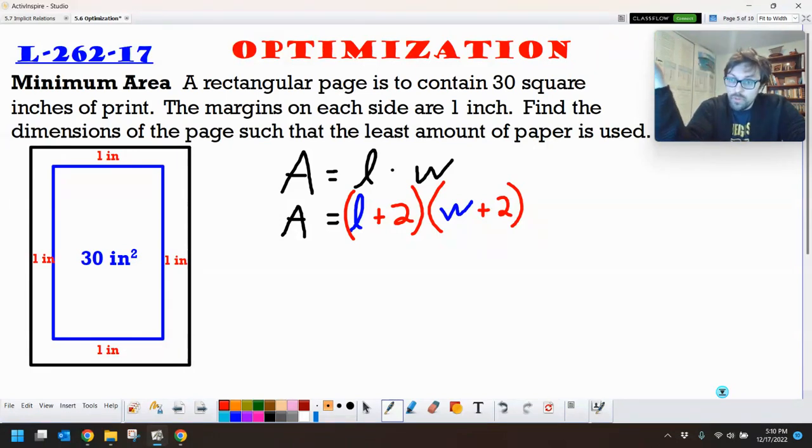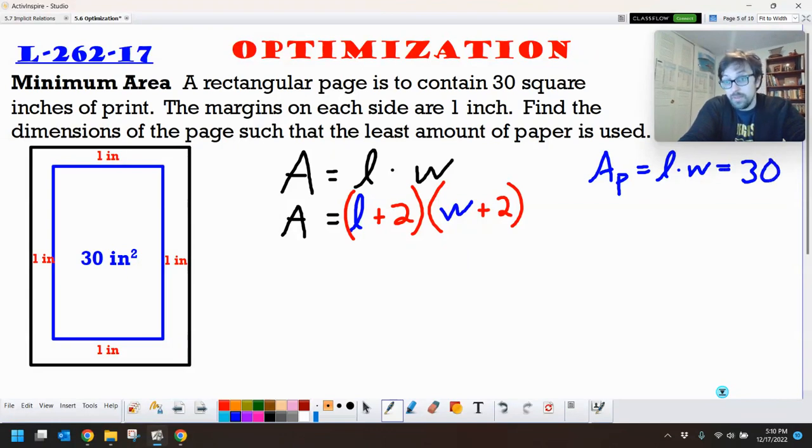What about those 30? So the 30 is the area of the printing. The area of the printing is just length times width, and we know what this area is. It's fixed at 30. Using that idea, we can rewrite that L and W. Let's make them both W's. So we can say L is the same as 30 divided by W.